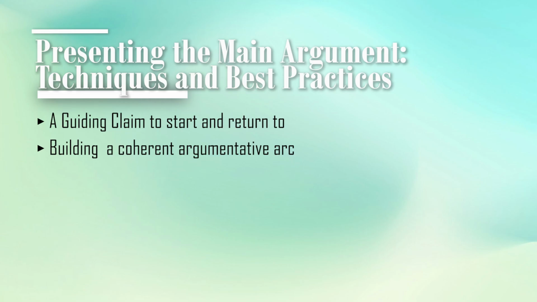What is a coherent argumentative arc? Once the guiding claim is proposed right at the start, then the rest of the article is an evidential exposition of how that guiding claim can be justified. That has to be done in a coherent argumentative manner, which can come back again justifying that guiding claim. So, naturally, the argumentative arc would have a logical structure.